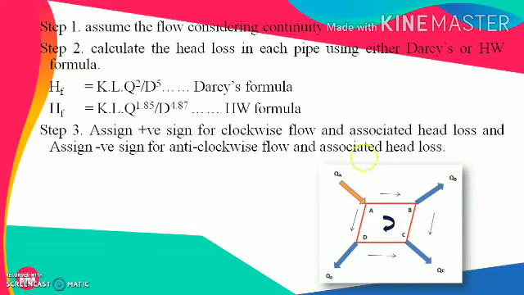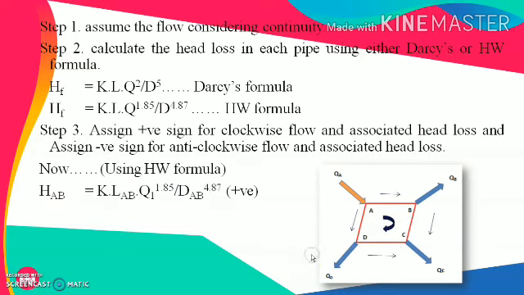But see the cases of QAD and DC. So these are say anti-clockwise direction flow, as we compare it with the help of this particular network. So the associated head loss from A to D will have a negative value, as well as associated head loss from D to C will have a negative value. So these things we must understand before solving this kind of example.